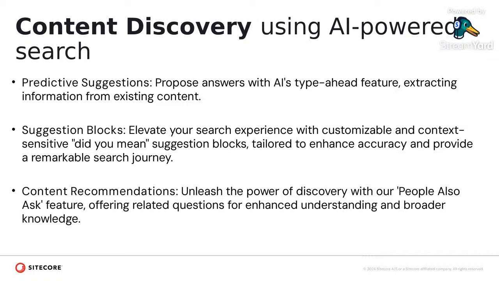Another tool which is available for content discovery is the ability to add suggestion blocks. Most likely people don't write the keywords they're looking for exactly the same. They may have some typos or there may be some synonyms that need to be added. The suggestion blocks give you the ability to say, did you mean this instead of that, and show the search results of what exactly the user was trying to search for.